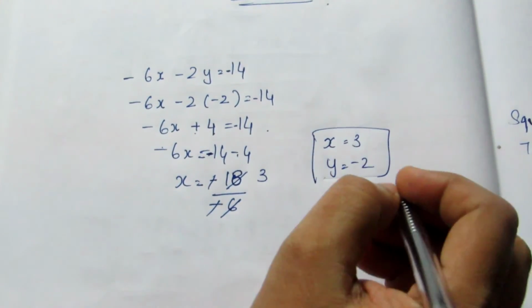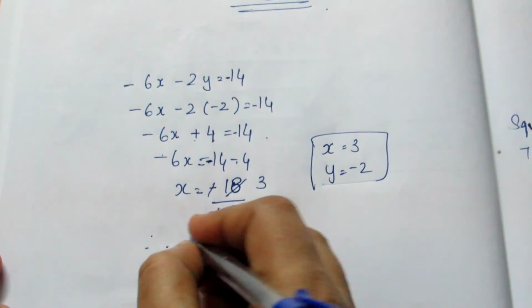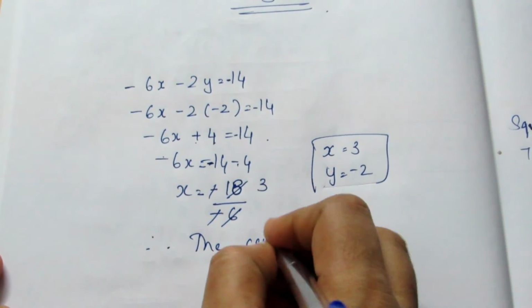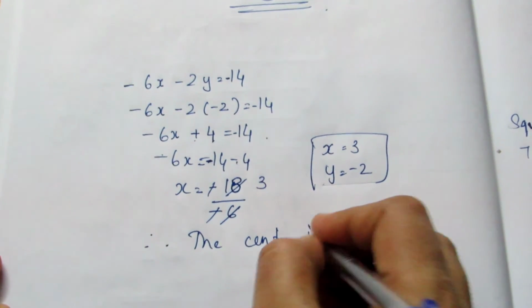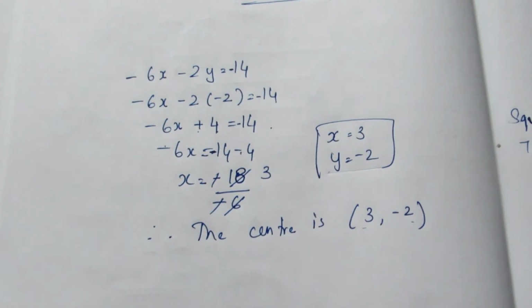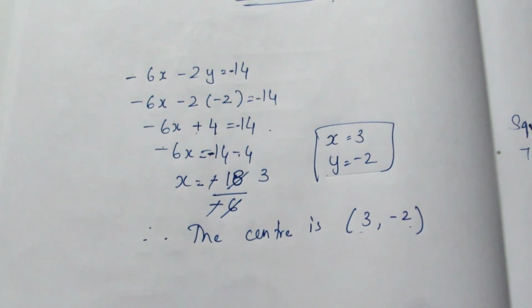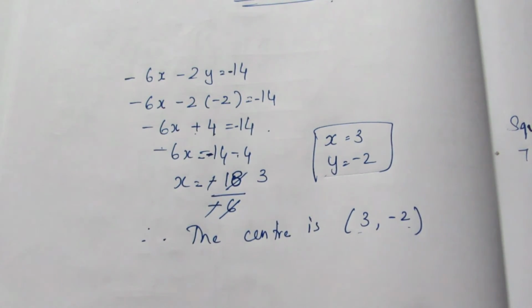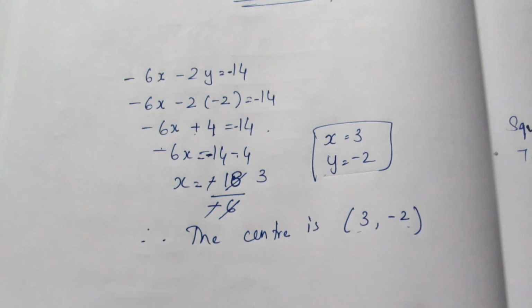Therefore the center is (3, minus 2): x value and then the y value. If you write the y value first, it will be wrong; it's x and then y. So (3, minus 2) is the answer for the sum.